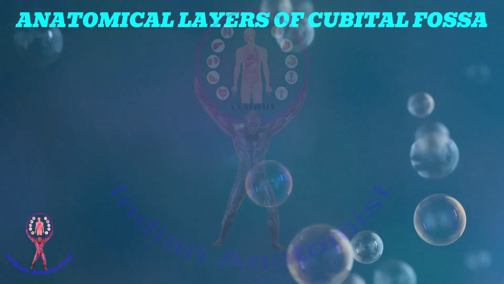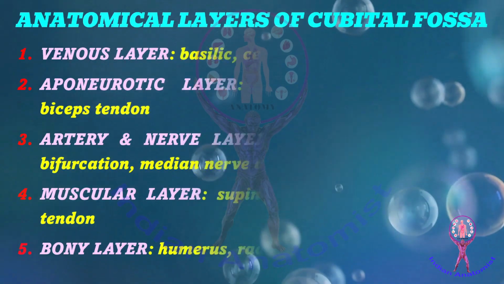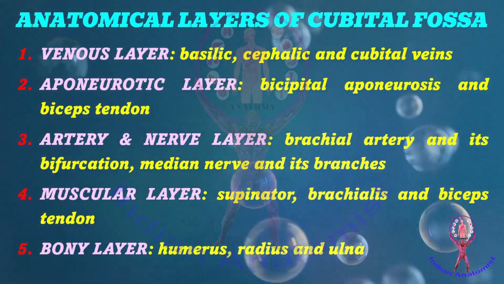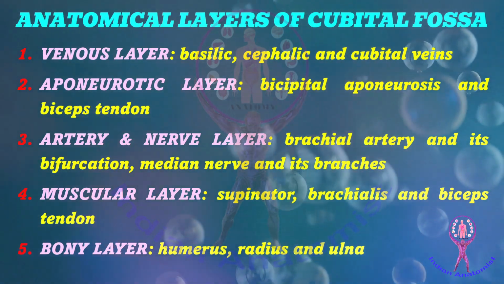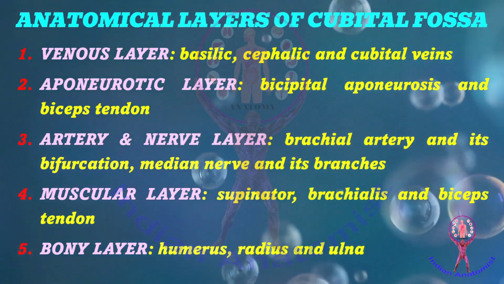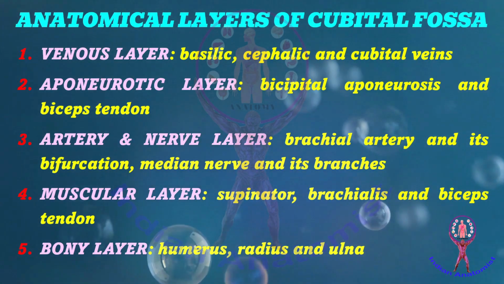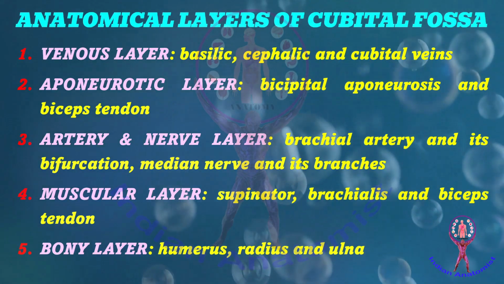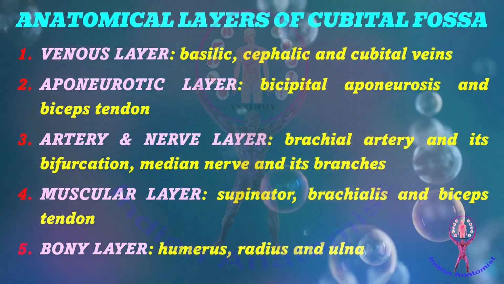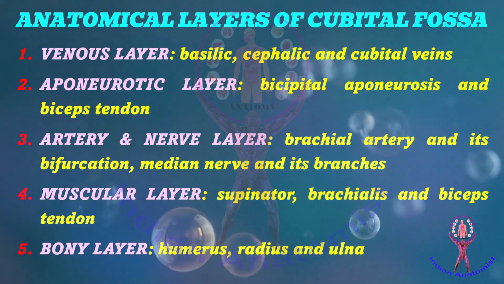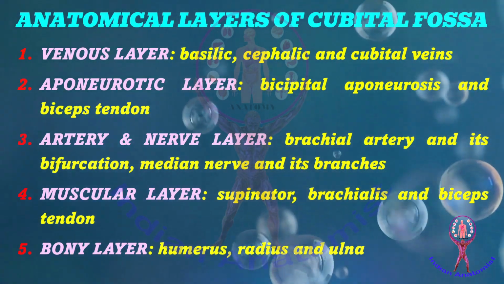The anatomical layers of cubital fossa can be classified into venous layer, which consists of the basilic, cephalic and cubital veins; aponeurotic layer, which consists of bicipital aponeurosis and biceps tendon; artery and nerve layer consisting of brachial artery and its bifurcation, median nerve and its branches; muscular layer consisting of supinator, brachialis and biceps tendon; and bony layer, the humerus, radius and ulna bone.